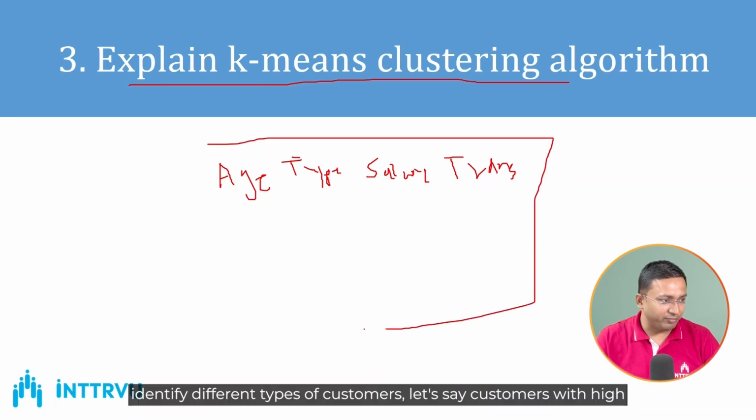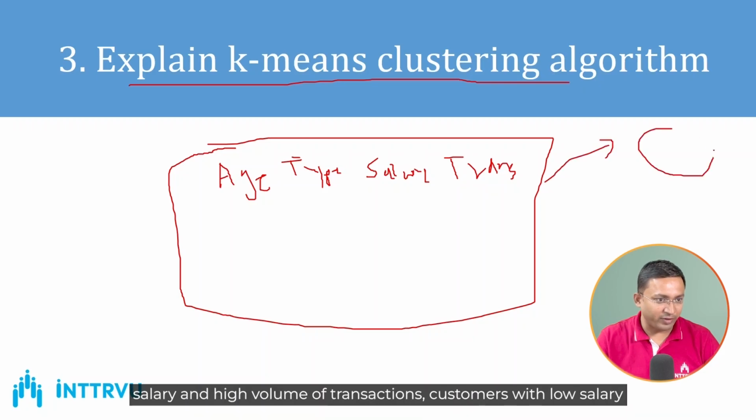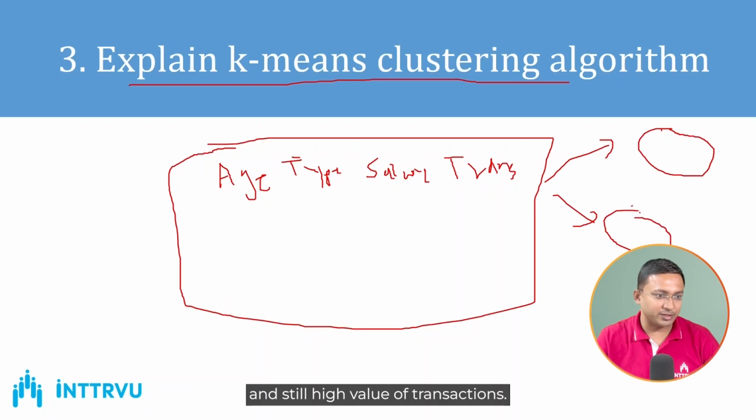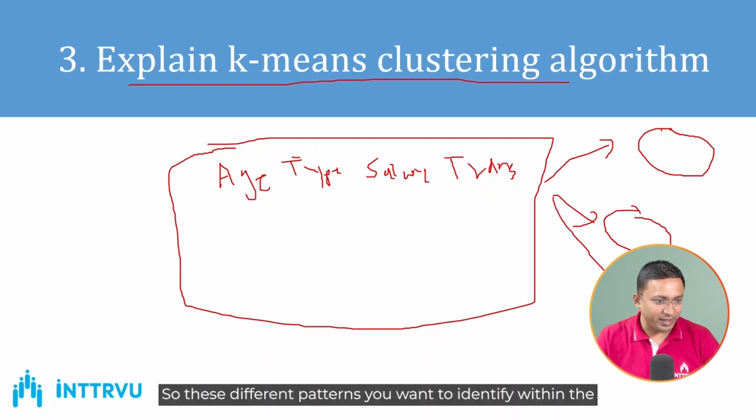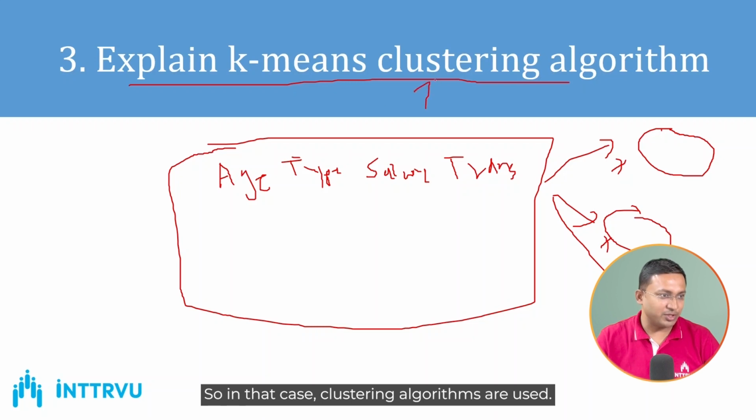And you want to segment this data. You want to identify different types of customers. Let's say customers with high salary and high volume of transactions, customers with low salary and still high value of transactions. So these different patterns you want to identify within the data. So in that case, clustering algorithms are used.